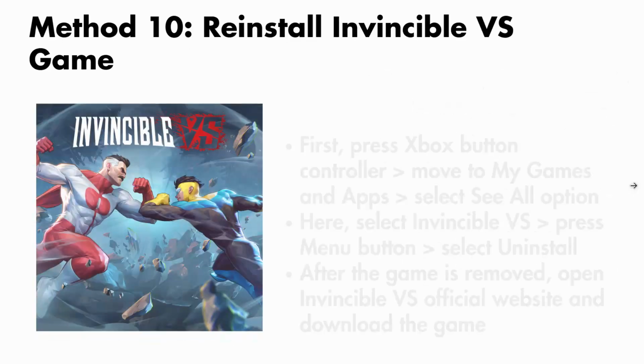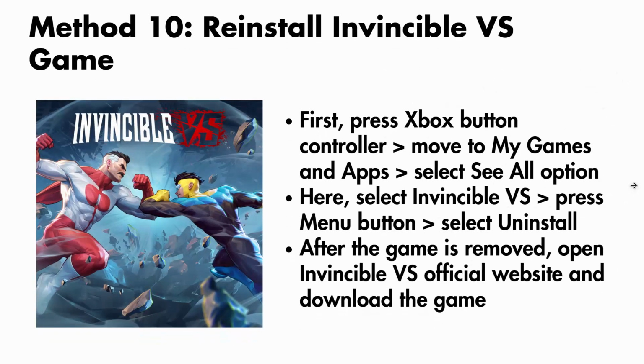Next is to reinstall Invincible versus game. For that, press Xbox button on controller, move to my games and apps, select see all option. Here, select Invincible versus, then press menu button, select uninstall. After the game is removed, open Invincible versus official website and download the game.